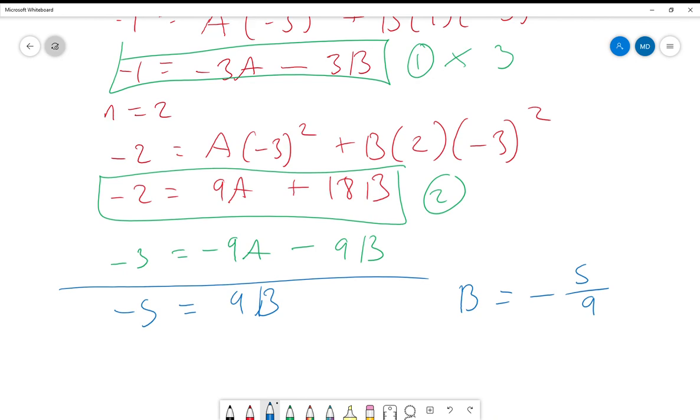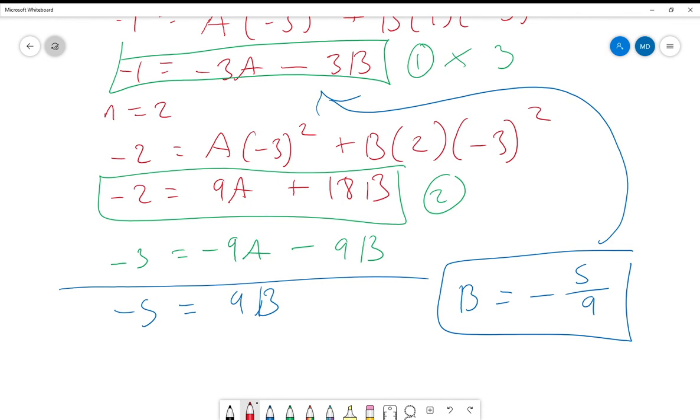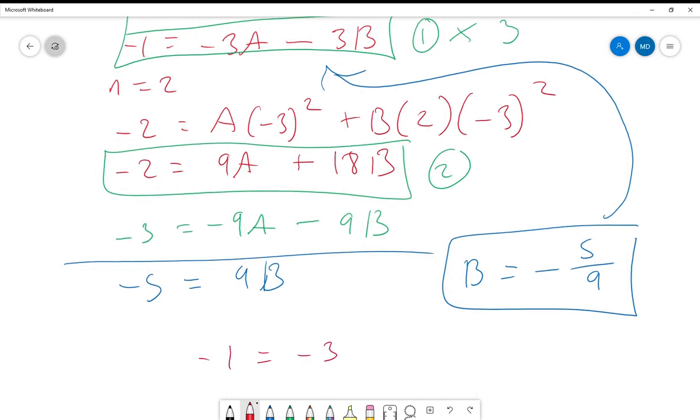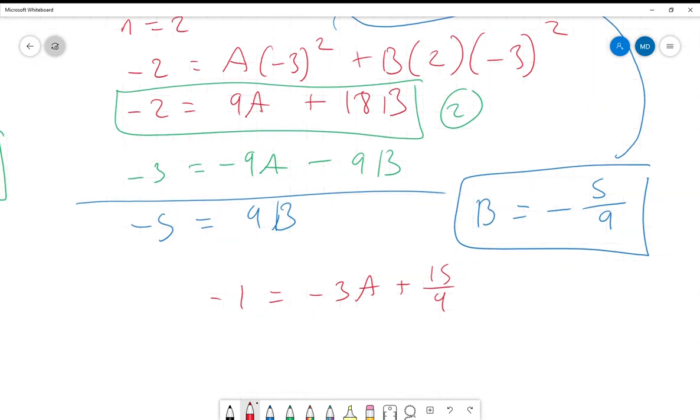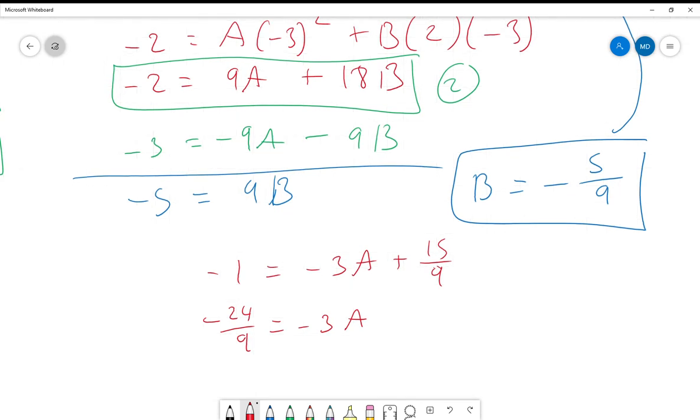Plugging that back into here, we're going to get negative 1 is equal to negative 3a plus, because negative times negative is positive, 15/9. Subtracting those 15/9, so this is already negative 9/9, we're going to subtract another 15, we end up with negative 24/9 is equal to minus 3a. Divide that by minus 3, 24 divided by 3 is 8, and we get a is equal to positive, because a negative divided by negative is a positive, 8/9.